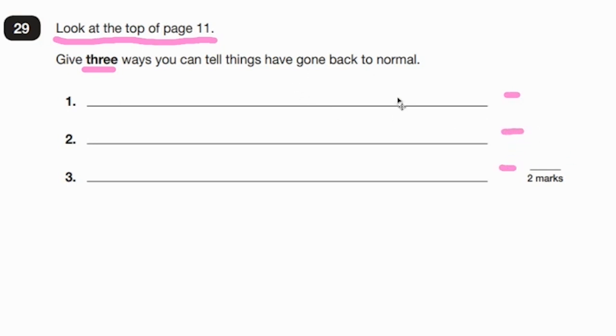Now, usually in the mark scheme, it will say, if you get 3 out of 3, you'll get the 2 marks. If you get 2 out of the 3, you'll get 1 mark. But if you only get 1 thing, I think you don't get any marks for that. So we need to try and get all 3 if possible. So what we're looking for, 3 ways you can tell that things have gone back to normal. Okay, so back to normal. So after the lady has been seen and then she leaves, how do we know things have gone back to normal? Let's look in the text.